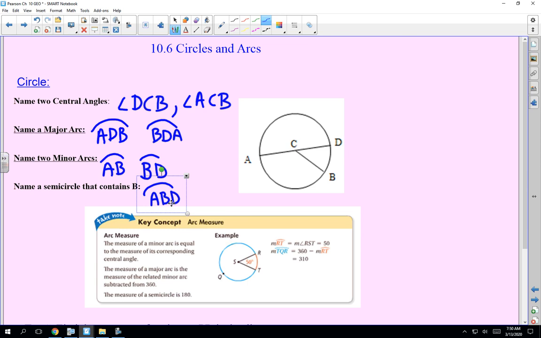So the measure of a minor arc is equal to the measure of its corresponding central angle. The central angle is measured from the center of the circle. The measure of the major arc is 360 subtracted by the measure of the related minor arc. So that's the remainder of the circle as you see in the picture here. So from here over to here, 360 minus 50 would be 310 to get the measure of that major arc RQT.